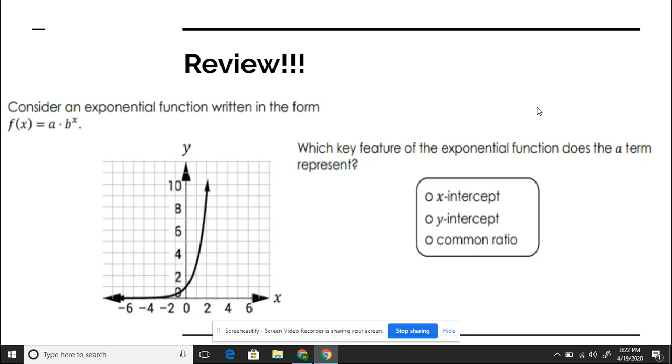So consider an exponential function written in the form f of x equals a times b to the x power. Which key feature of the exponential function does the a term represent? The a term is the very first number. Is it the x-intercept, the y-intercept, or the common ratio?